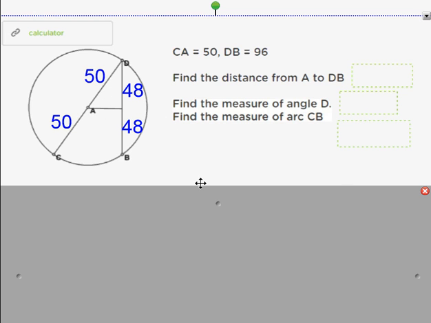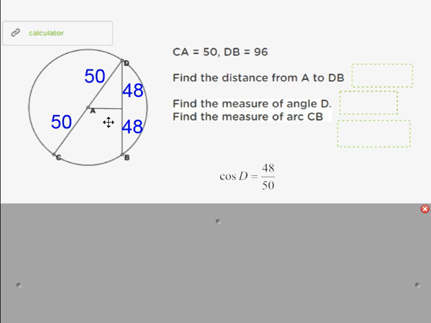Then I want to figure out what angle D is. Well, to get angle D, I'm going to have to use some trig. I'm going to have to use sine, cosine, or tangent. So I'm just going to go ahead and use cosine. I could have used any of them because I know this is going to end up being 14, a to the midpoint of DB. And so I'm just going to use cosine because I've got the adjacent and the hypotenuse.